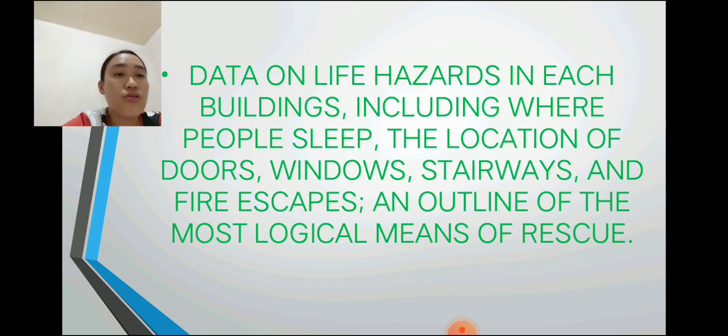Data on life hazard in each building, including where the people sleep and the location of doors, windows, stairways, and fire escape, and an outline of the most logical means of rescue. So here there should be data on the life hazard in each building, including where people sleep, the location of the doors, windows, stairways, and the fire escape.